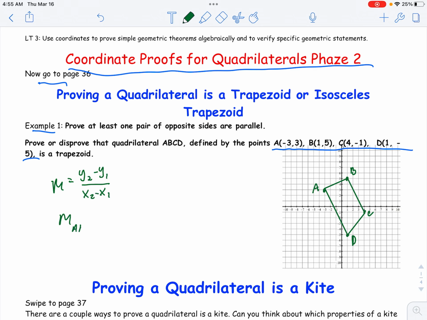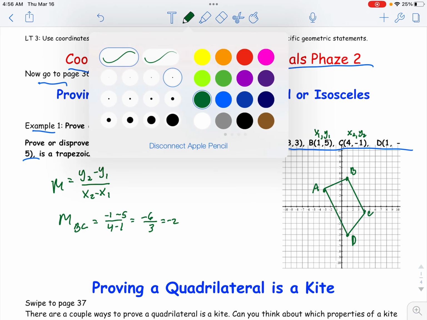And let's do the slope for AB. Excuse me. Let's do it for BC. And I can say that x1, y1, x2, y2. Alright, so we'll get negative 1 minus 5 over 4 minus 1, negative 6 over regular 3. It's going to be negative 2. So the slope of BC is negative 2.